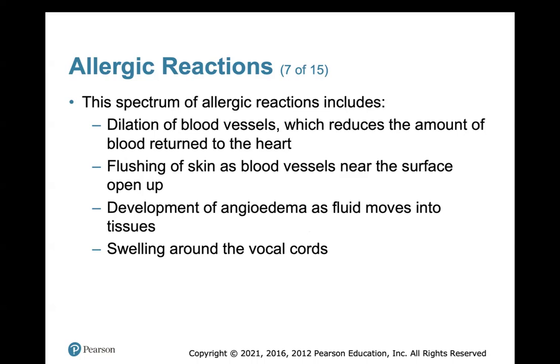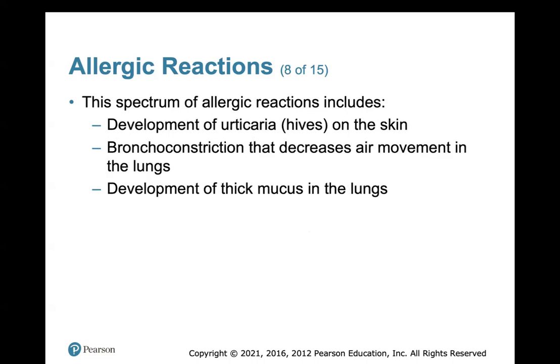Skin becomes flushed as blood vessels near the surface open up. The patient will develop angioedema as fluid moves into tissue, so their arms, legs might start swelling, might start getting swelling around the vocal cords, leading to difficulty breathing. They may develop hives on the skin. They have bronchoconstriction that decreases air movement to the lungs, and development of thick mucus in the lungs.